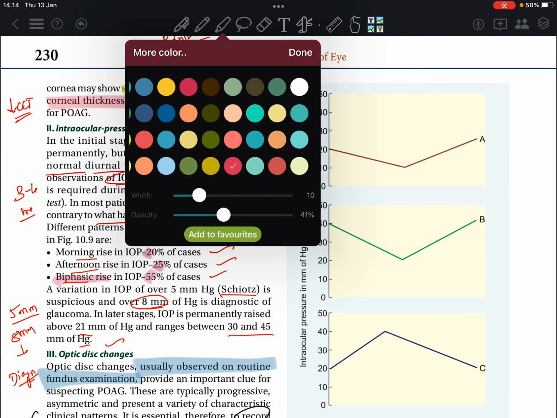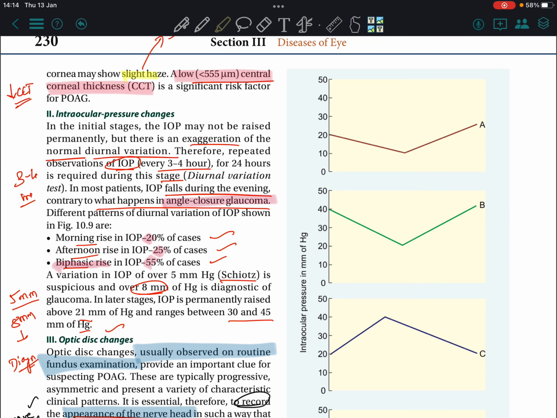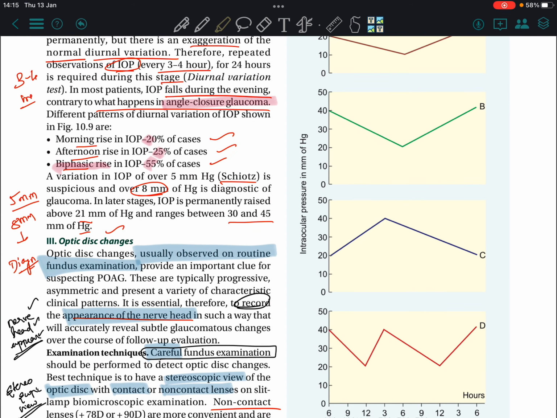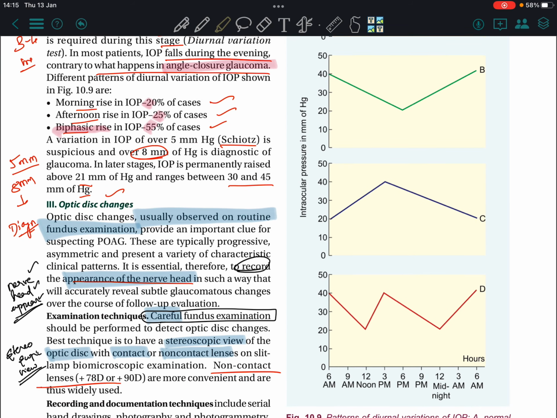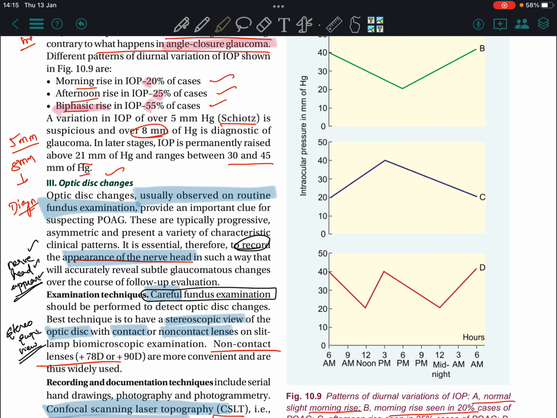Intraocular pressure changes. In the initial stage, IOP may not rise permanently, but there is exaggeration of normal diurnal variation. Therefore, repeated observation of IOP every 3 to 4 hours for 24 hours is required during this stage. Different patterns of diurnal variation of IOP are seen: morning rise in 20% of cases, afternoon rise in 25%, biphasic, both morning and evening rise, in 50% of cases. A variation in IOP of over 5 mm Hg is suspicious, and over 8 mm Hg is diagnostic of glaucoma.